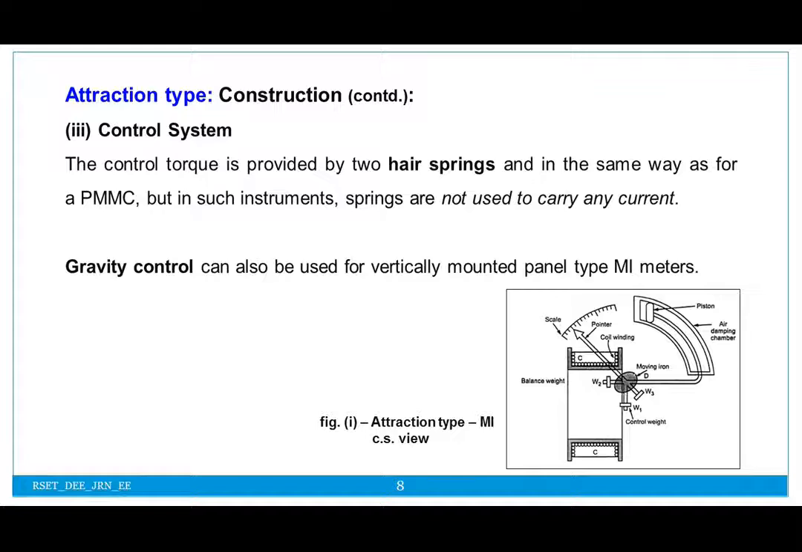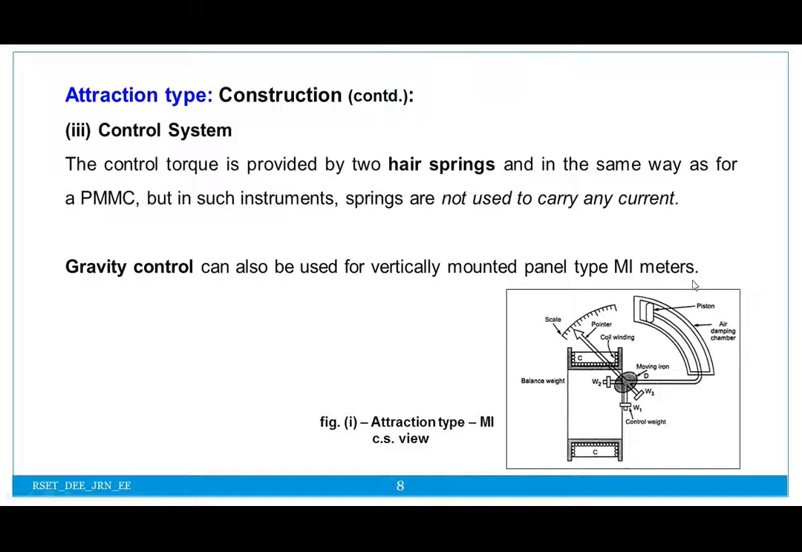In certain instruments we employ the spring control, and in certain other instruments we can employ gravity control, but gravity control is employed generally for vertically mounted meters. The control torque is provided by two hairsprings, in the same way as PMMC, but in such instruments springs are not used to carry any current. In PMMC, the springs carry current, but in this case, springs are not used to carry current. As I told you, gravity control can be used for vertically mounted panel type moving iron meters.